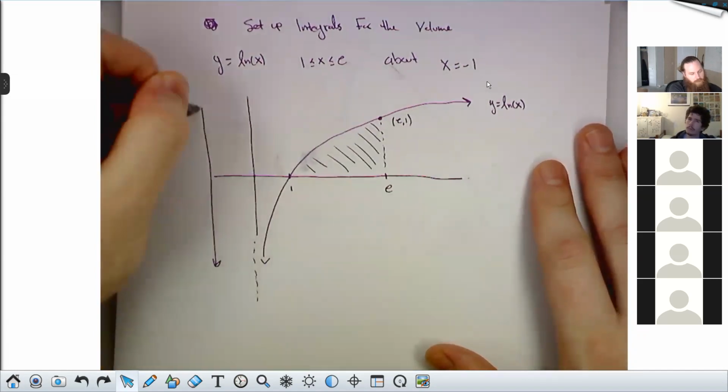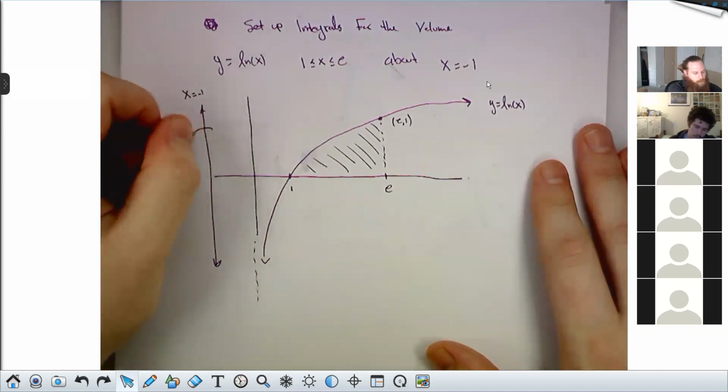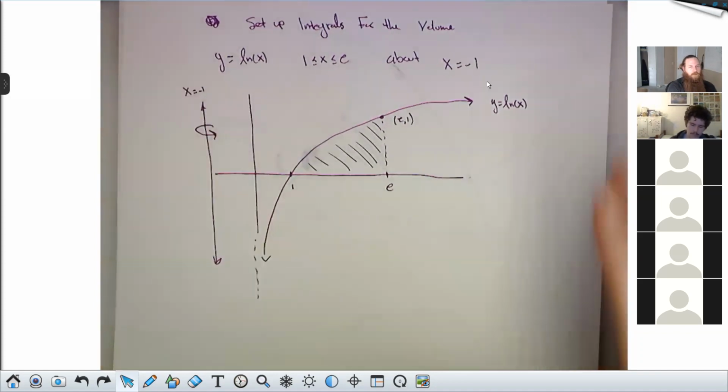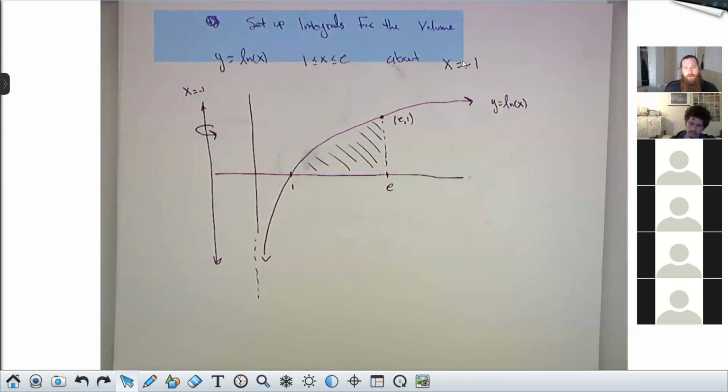The line x equals negative one would be over here. And I would want to rotate around like this. I don't want to give the whole thing away because some variation on this does show up in pretty much all of my exam ones in this class. Take the time to try and set up these integrals using both methods.